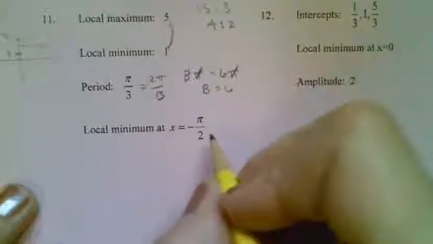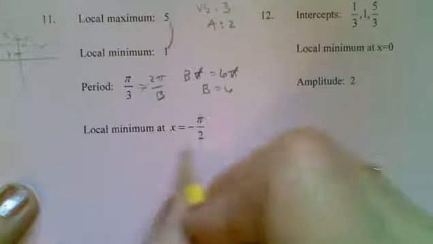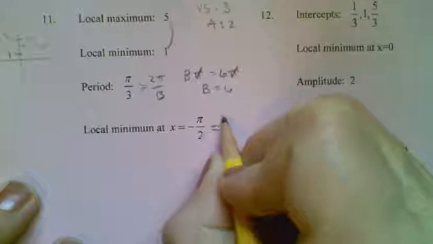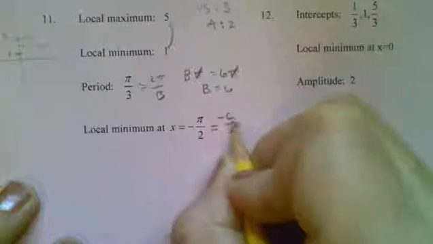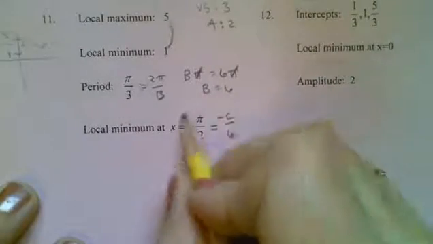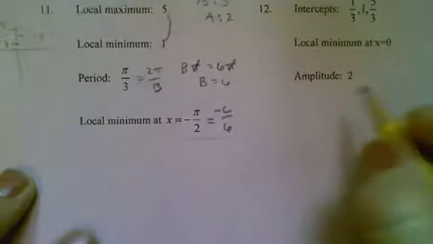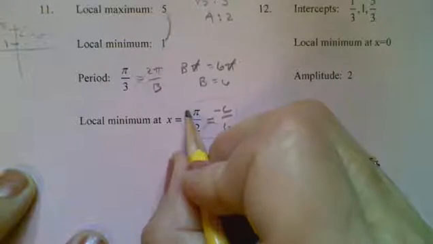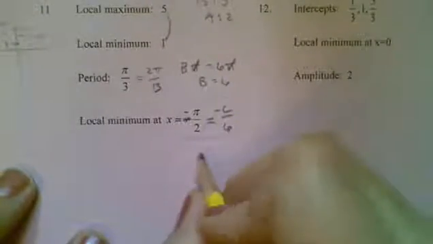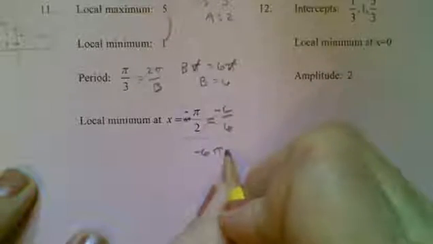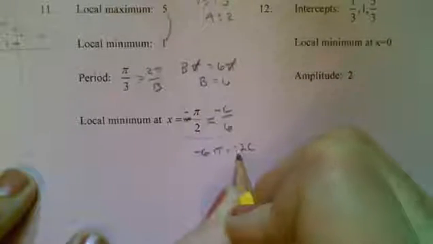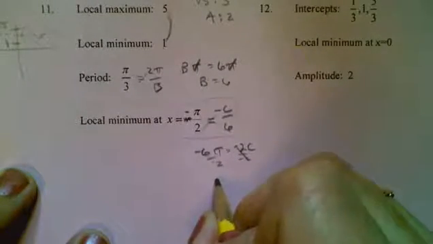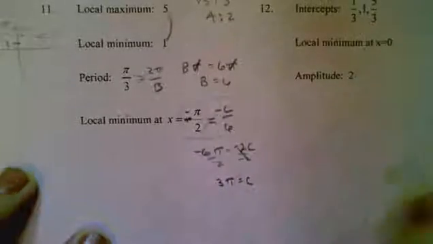And the other piece of information for the phase shift tells me I have a local minimum. So what I would do is let this be the phase shift. The phase shift, remember, is the opposite of c over b. So I would set negative pi over 2 equal to negative c over 6. Again, I would cross multiply. Put this negative with the pi. So I get negative 6 pi equals negative 2c. Divide by negative 2, and I get 3 pi is c.